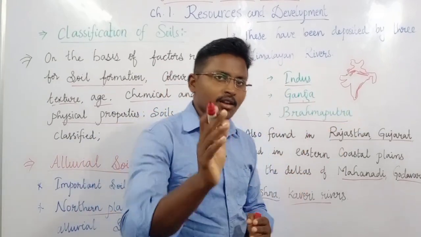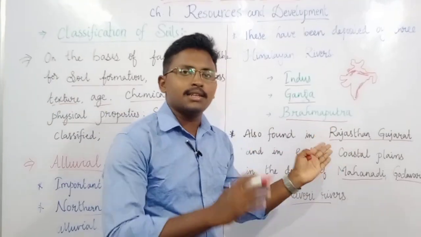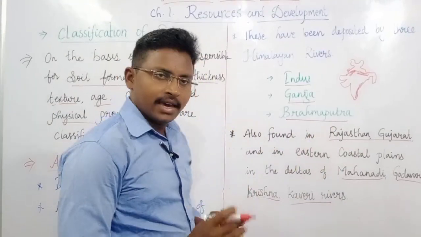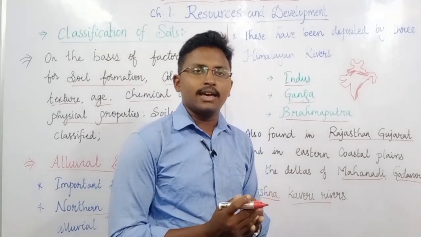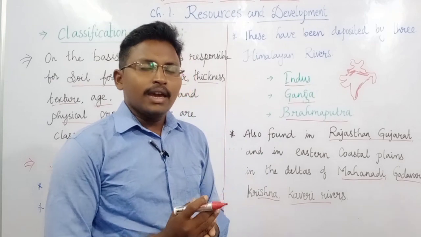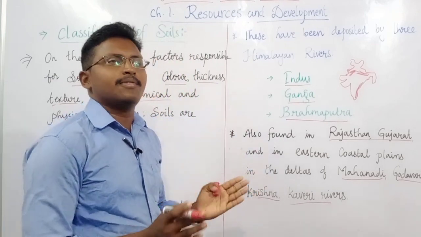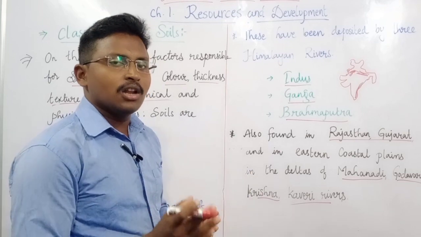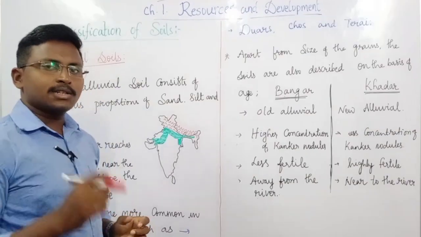Then these alluvial soils are also found in the coastal regions, on the eastern part, in the regions of Mahanadi, Godavari, Krishna as well as Kaveri. Now in detail we will see how these alluvial soils are classified, the different types of alluvial soils and what the benefits of these soils are. Let us talk about this.